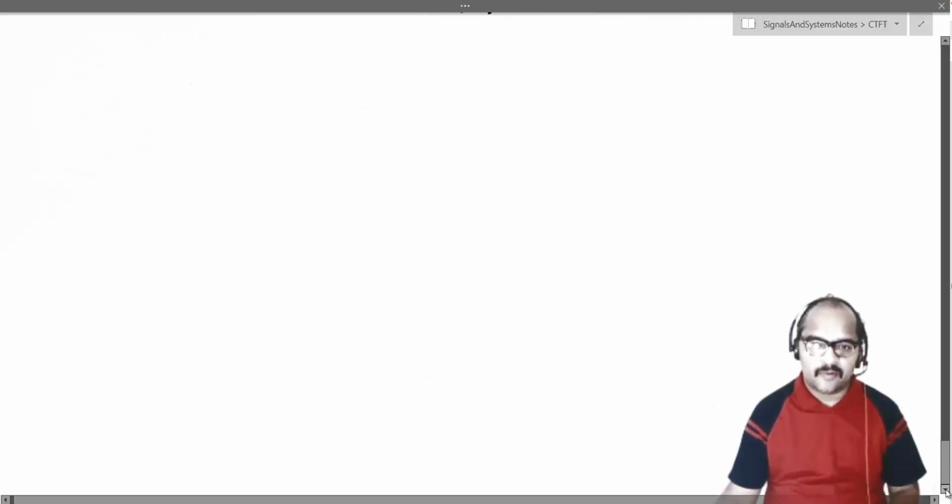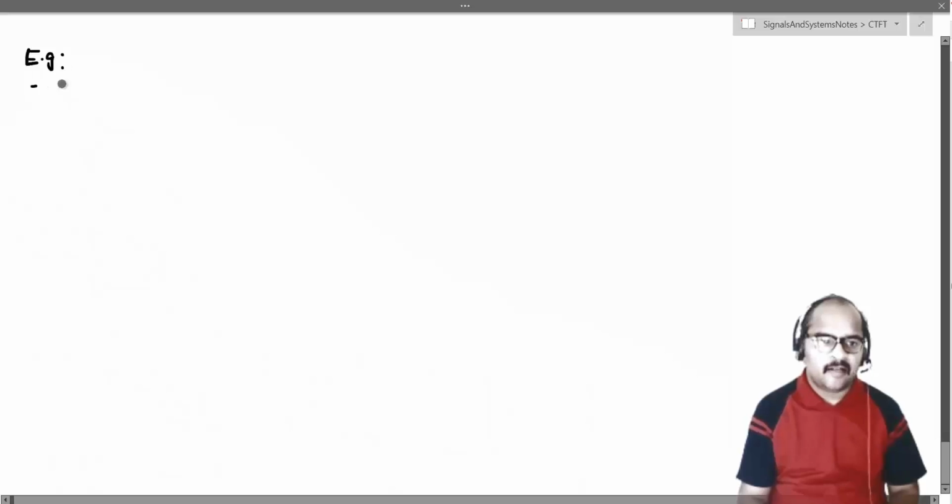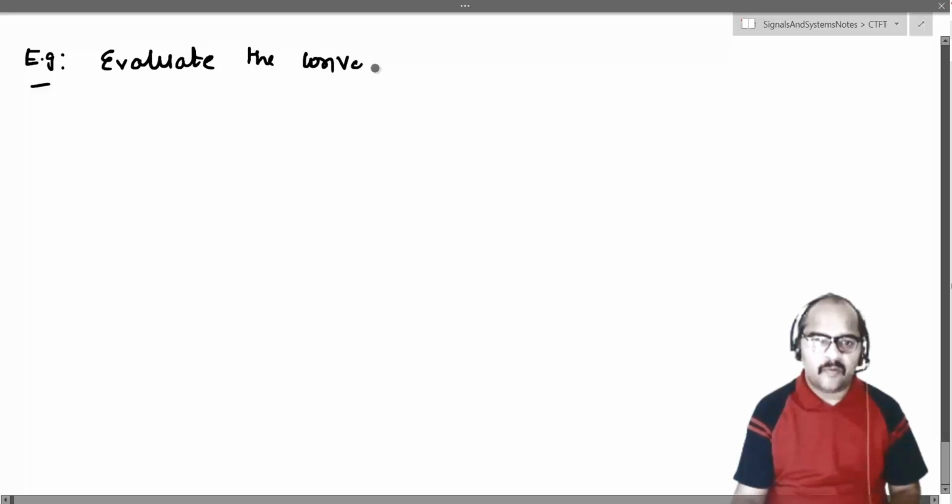Right. So next we'll take one more example. Okay, and what is that? Find, or we'll say evaluate. So evaluate the convolution sine t by pi t convolved with sine 2t by pi t.